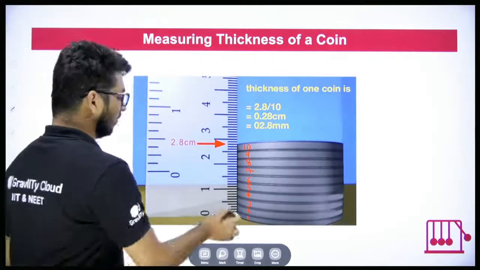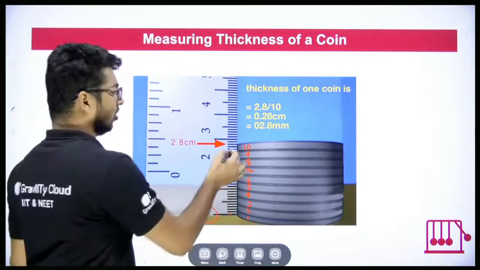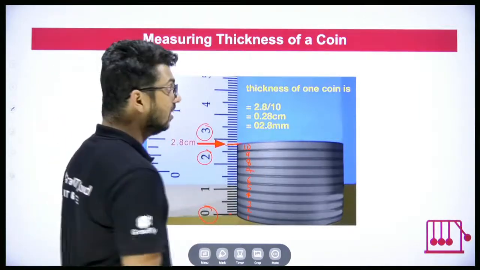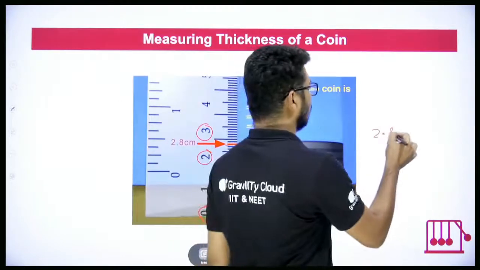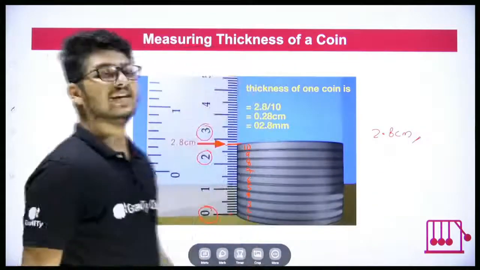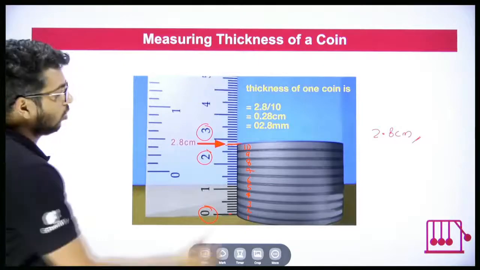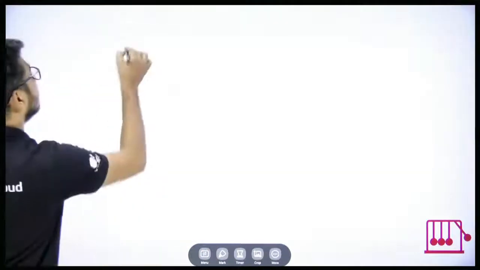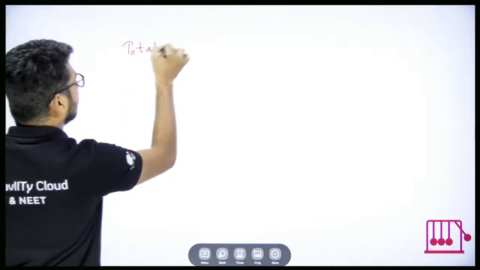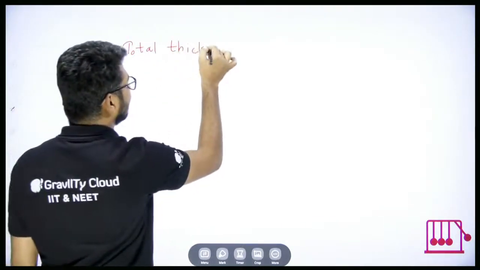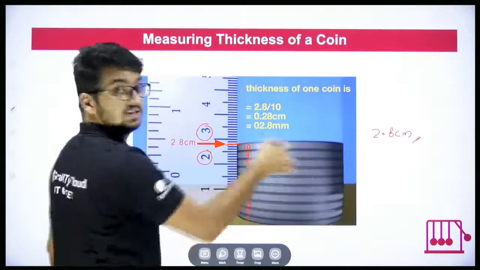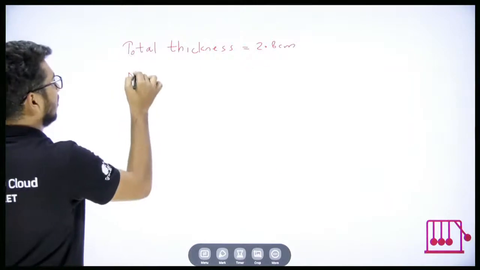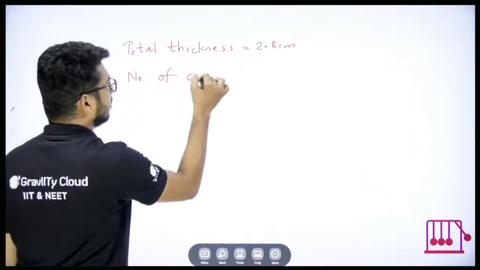Possible? So here at the bottom, obviously it is 0. At the top you can see it is between 2 and 3 and the 8th reading is coinciding. It becomes 2.8 centimeter. The total thickness is 2.8 centimeter, but I need the thickness of one coin. What did we get? We got total thickness as 2.8 centimeter. What are the total number of coins? The number of coins are 10.